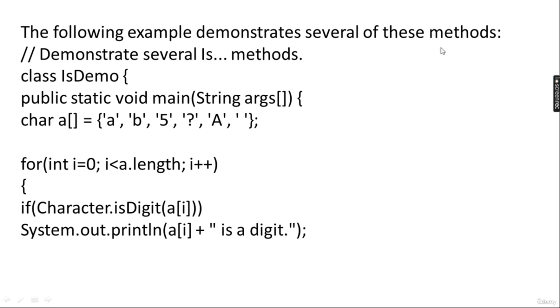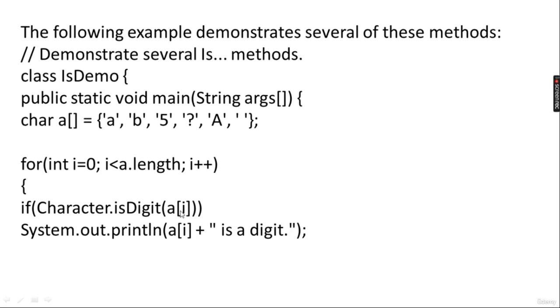Now, several of these methods we will explain here. The array is A, b, 5, question mark, A and space. For int i = 0; i < a.length; i++. So this is the array. I will iterate here, and every function is tested over here.